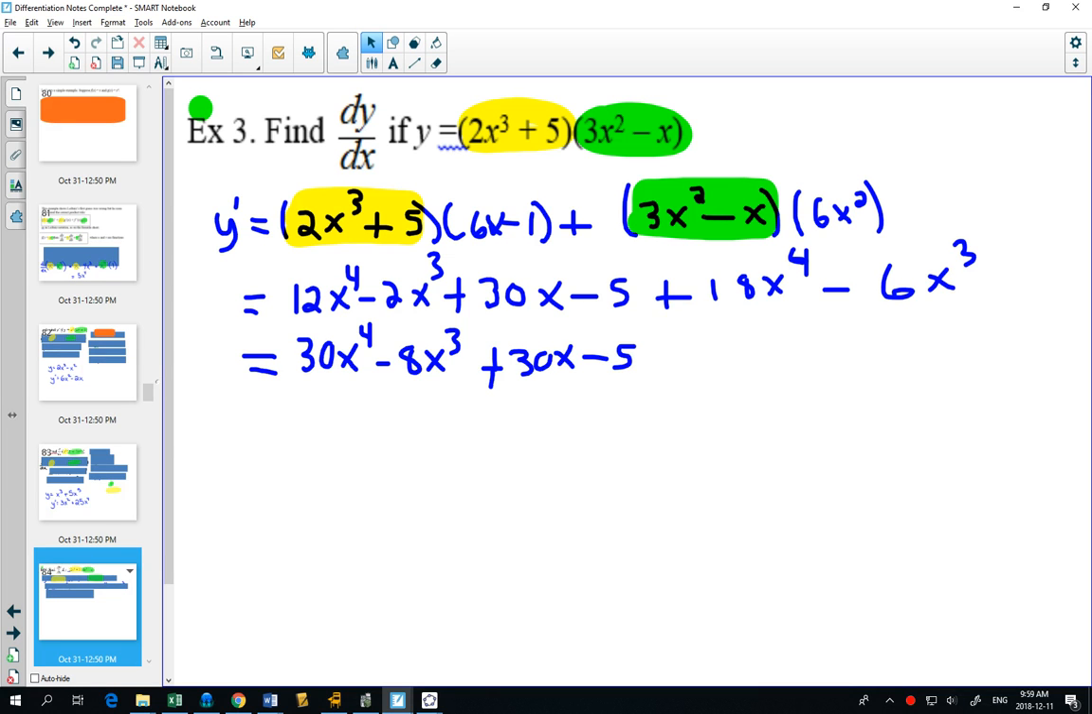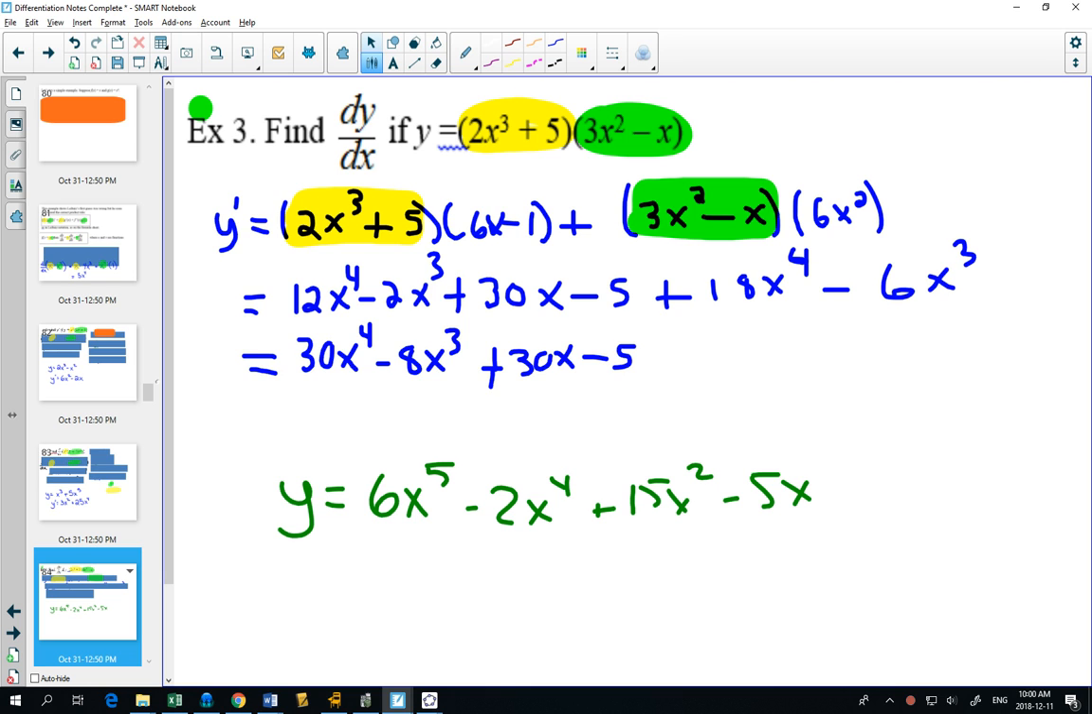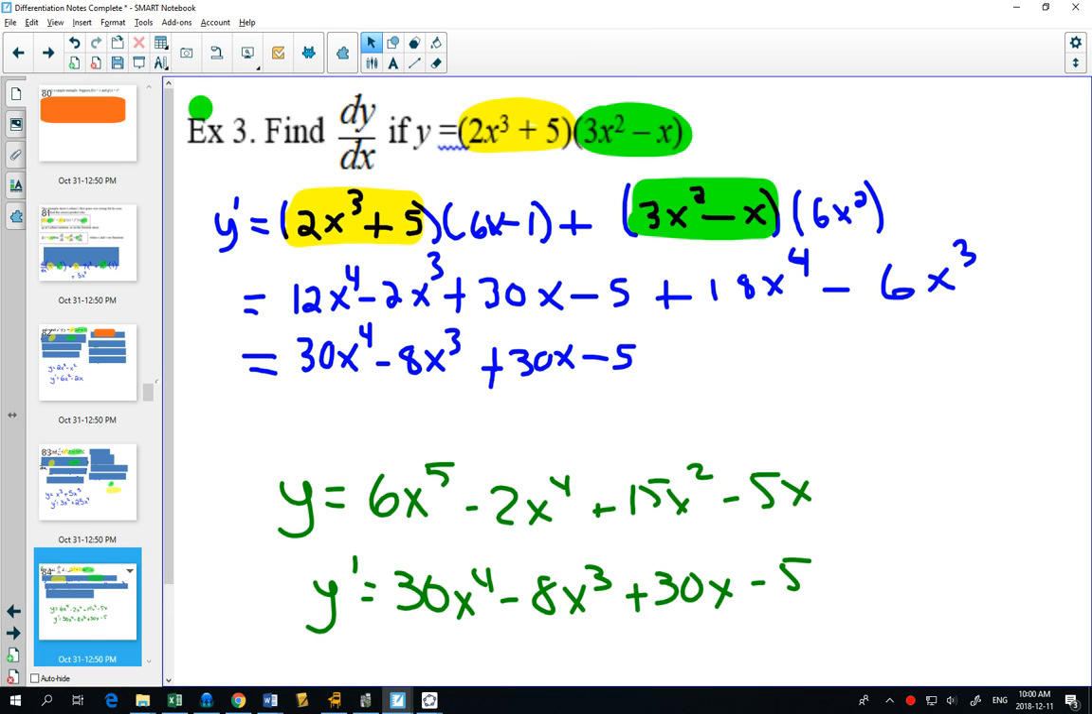So if you were just asked to find the derivative and you didn't need to simplify, you would just need to write line number 1 and you would be done. Then the product rule is probably the best. If the question said simplify in the end, then I might decide at the beginning I'm going to multiply this all out: 6x to the 5 minus 2x to the 4 plus 15x squared minus 5x. And do the derivative of that instead. Some of the times you do not need to simplify.